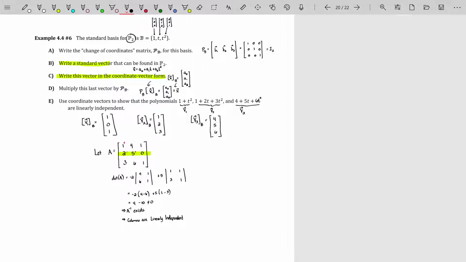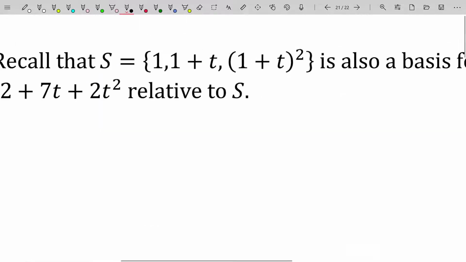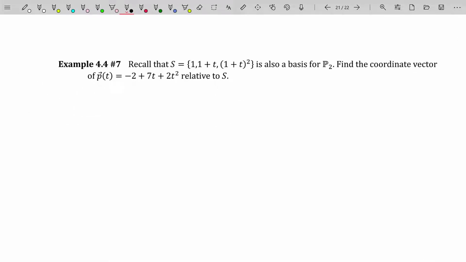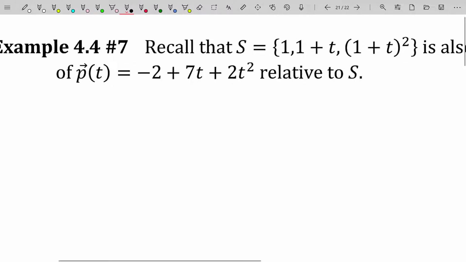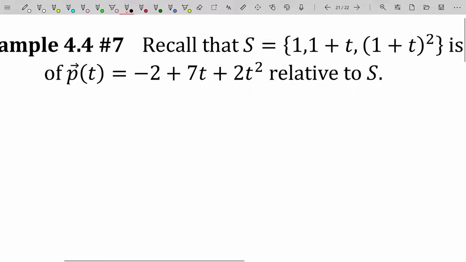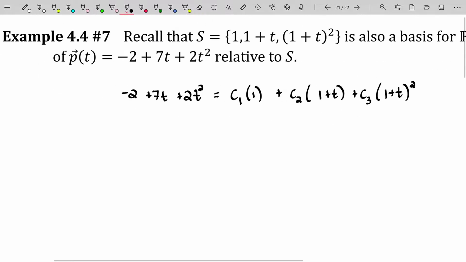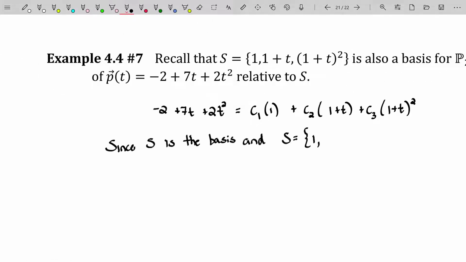That's a really nice way of using material that we've learned recently. Now let's also recall that this set right here is also a basis for P sub 2. Let's use that information to find a coordinate vector of p of t, which is equal to -2 plus 7t plus 2t squared, relative to that basis right there. That is, we want to find constants c1, c2, c3 such that, since S is our basis, and S is equal to the set 1, 1 plus t, 1 plus 2t plus t squared. I just distributed things out.